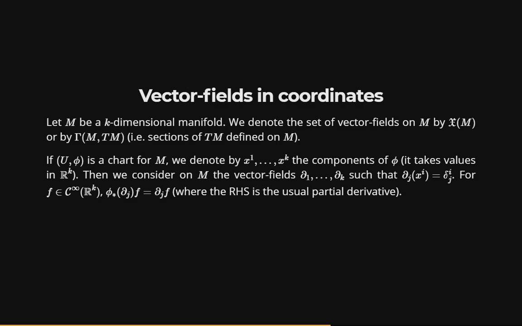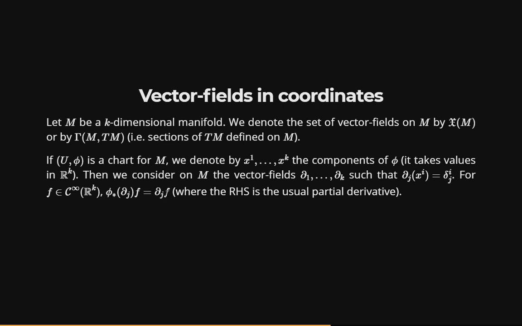Okay, just a quick note. I think you all know, but this is just 0 if they are different, and 1 if they are equal. It's the delta function. So these vector fields at any point are defined by this relation.